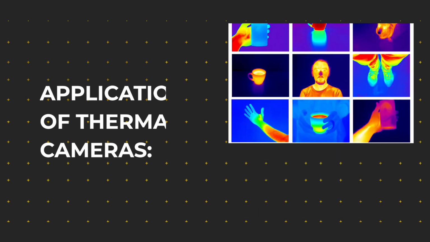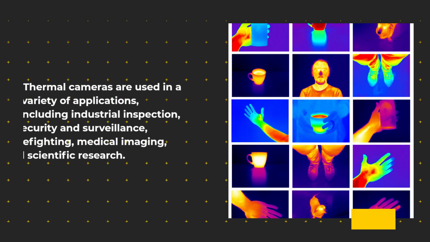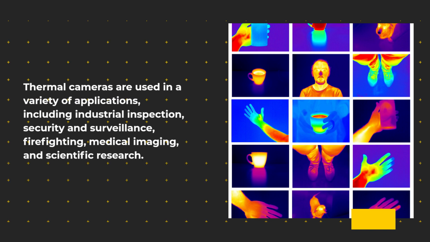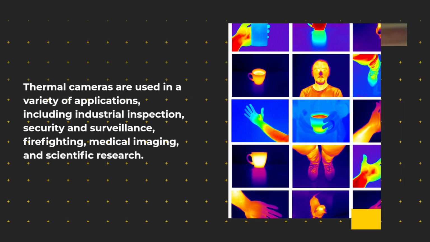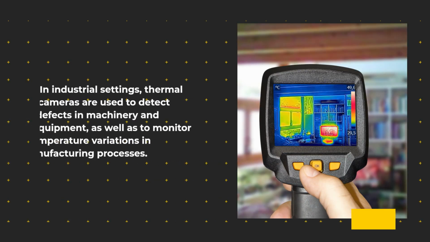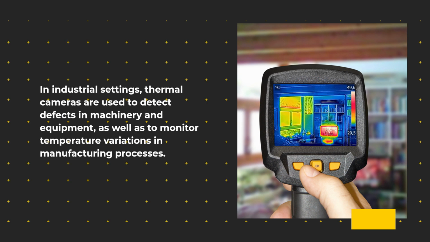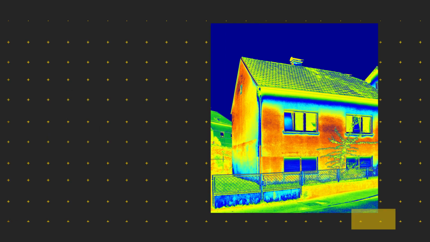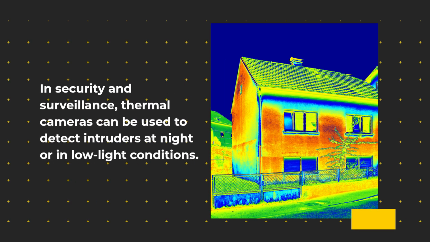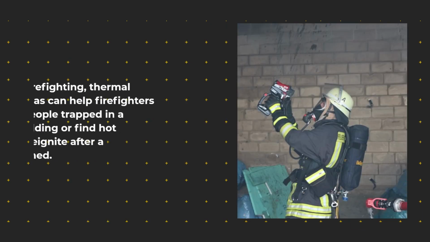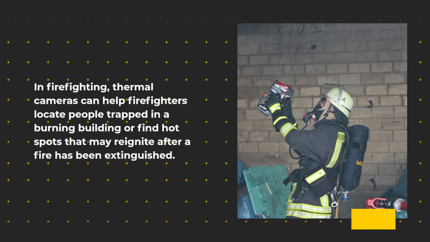Applications of thermal cameras. Thermal cameras are used in a variety of applications, including industrial inspection, security and surveillance, firefighting, medical imaging, and scientific research. In industrial settings, thermal cameras are used to detect defects in machinery and equipment, as well as to monitor temperature variations in manufacturing processes. In security and surveillance, thermal cameras can be used to detect intruders at night or in low light conditions. In firefighting, thermal cameras can help firefighters locate people trapped in a burning building or find hotspots that may reignite after a fire has been extinguished.